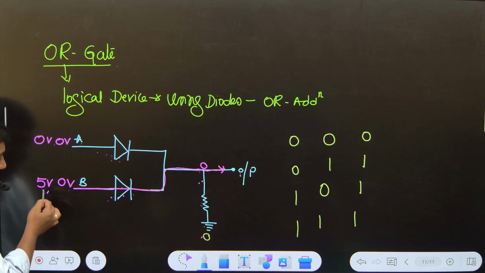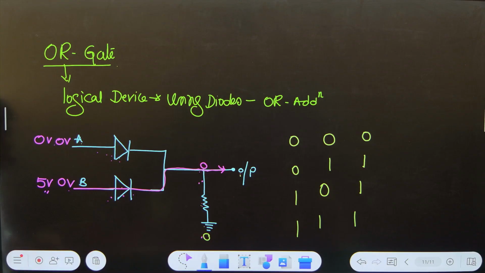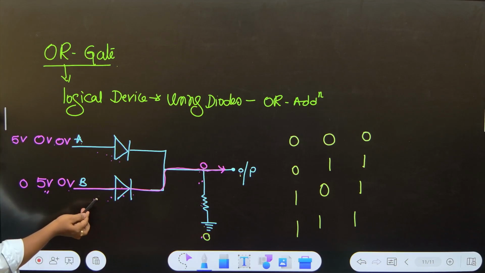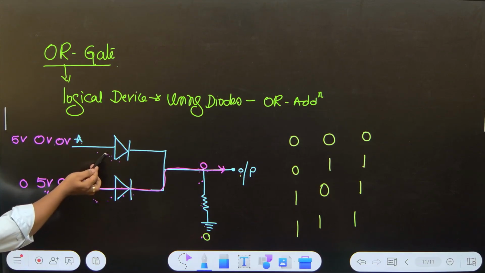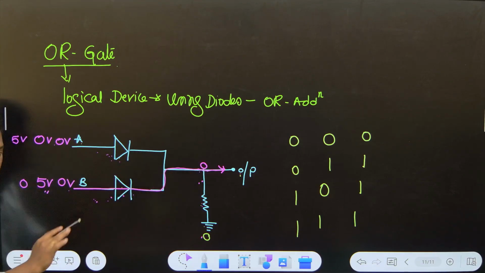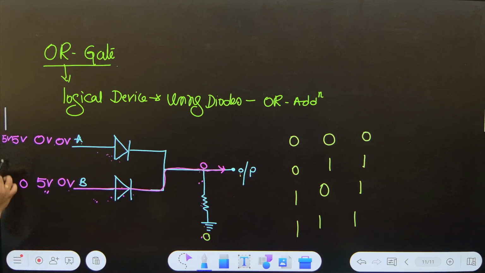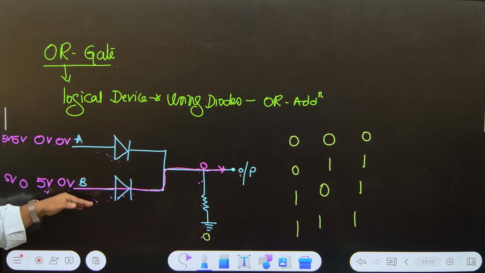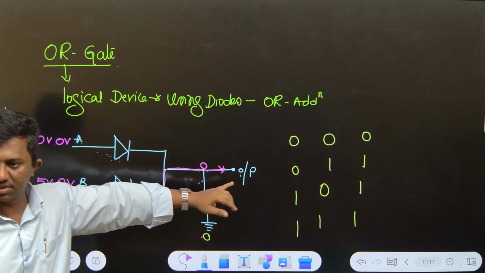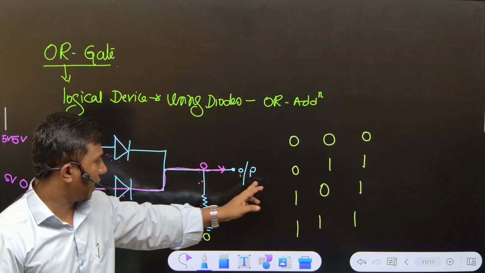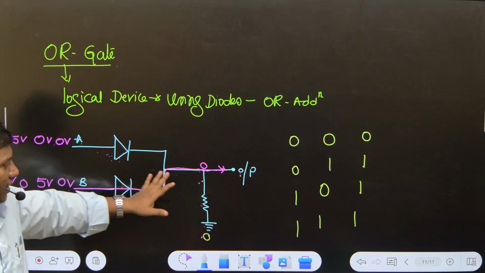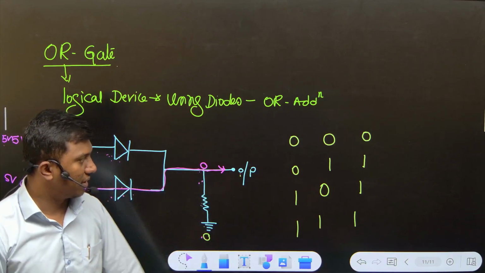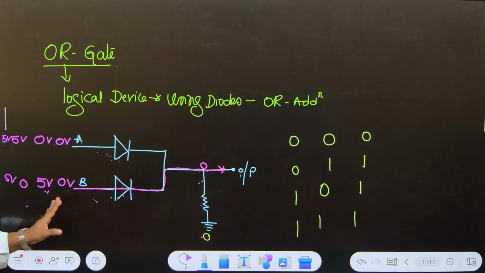Then if you are giving 5 volt, the output is available or not? Output is available. Same thing happens when you give this one 5 volt, this one 0. This will not be connected to anything, but this will be in forward bias. Then current flows like this, then you will get an output. When you give both 5 volt and 5 volt, that is 1 comma 1, then both are in forward bias, then both will conduct, then also you will get the same output. So whenever inputs are given like this, then you will get an output. That is exactly how the truth table works and the diode circuit works.